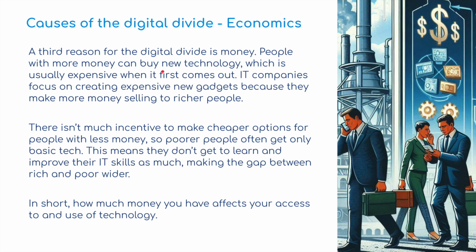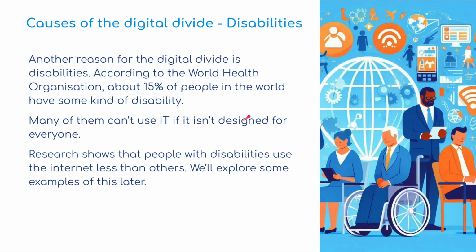Economics. A third reason for the digital divide is money. People with more money can buy new technology, which is usually expensive when it first comes out. IT companies focus on creating expensive new gadgets because they make more money selling to richer people. There isn't much incentive to make cheaper options for people with less money, so poorer people often get only the basic tech. This means they don't get to learn and improve their IT skills as much, making the gap between rich and poor even wider. In short, how much money you have affects your access to and ability to use technology.